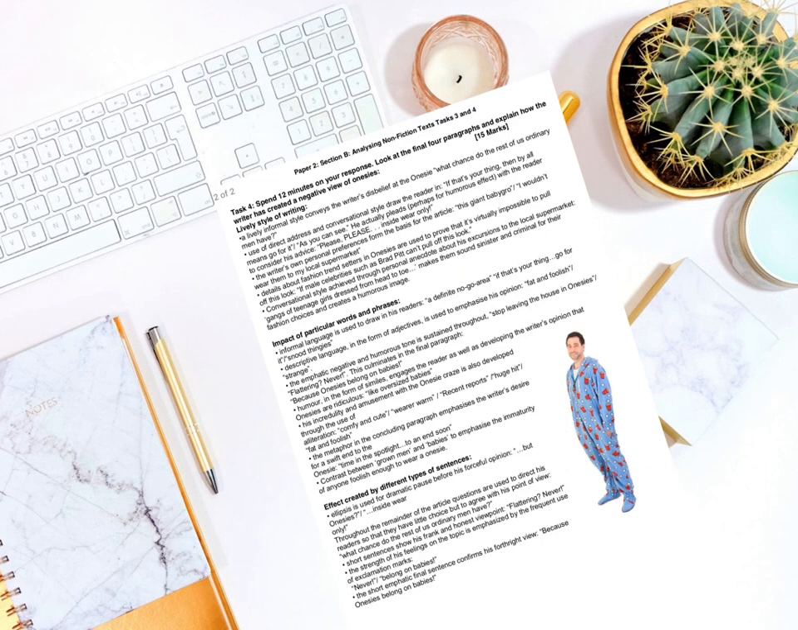Impact of particular words and phrases. You've got informal language to draw in his readers, a definite no-go area. If that's your thing, go for it, and snood thingies. Descriptive language in the form of adjectives used to emphasise his opinion, fat and foolish and strange. Emphatic, negative and humorous tone sustained throughout. Stop leaving the house in onesies. Flattering? Never. Culminating in the final paragraph, because onesies belong on babies.